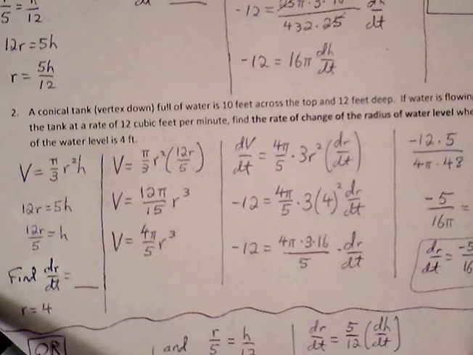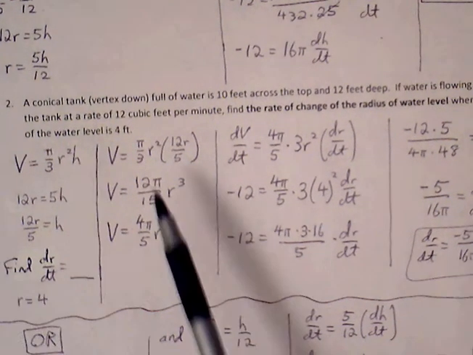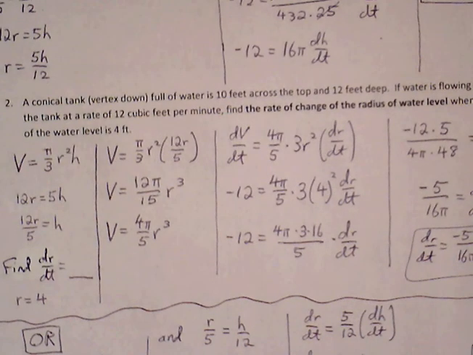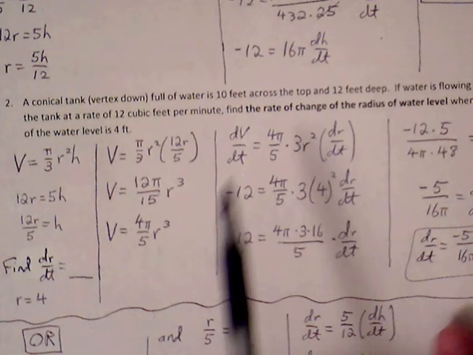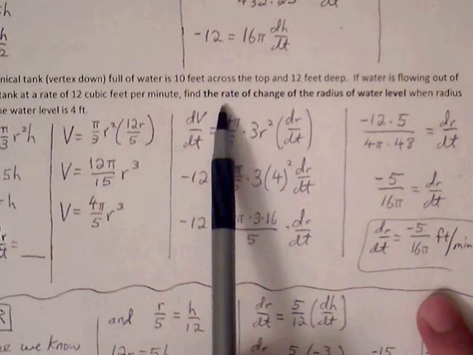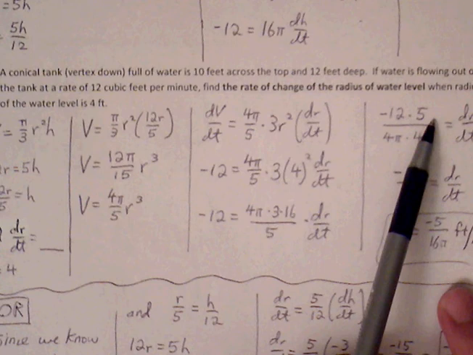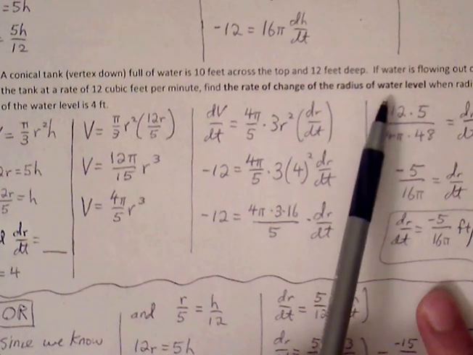Okay, number 2, it's a related problem. It's pretty much the same wording as number 1, but the change now is that it says find the rate of change of the radius of the water level when the radius of the water level is 4 feet. So now we're trying to find dr dt.